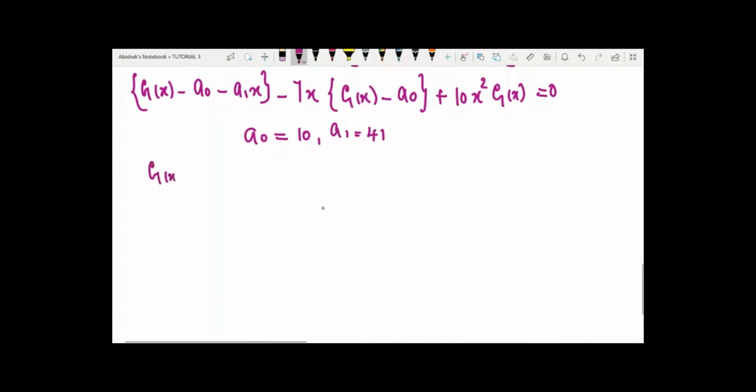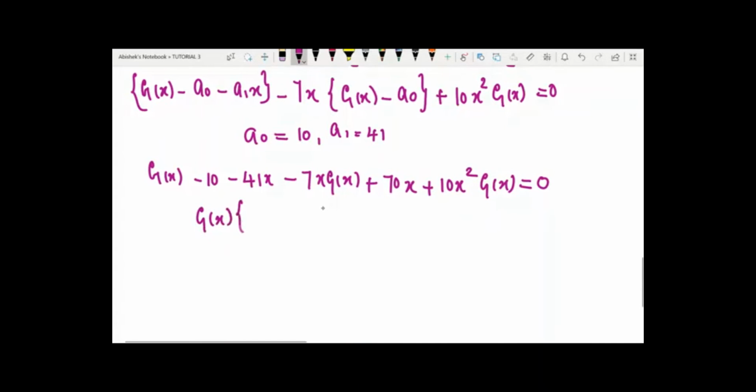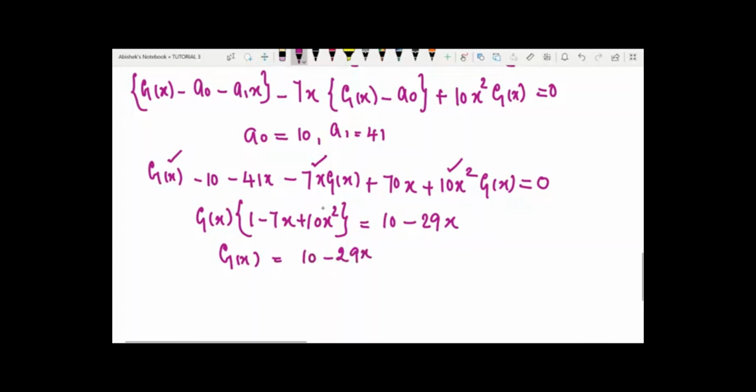g of x minus 10 minus 41x minus 7x g of x plus 70x plus 10x square g of x equals 0. From the above expression, g of x times 1 minus 7x plus 10x square equals 10 minus 29x. Maintain g of x term as left hand side, other terms as right hand side. So g of x equals 10 minus 29x divided by 1 minus 7x plus 10x square.